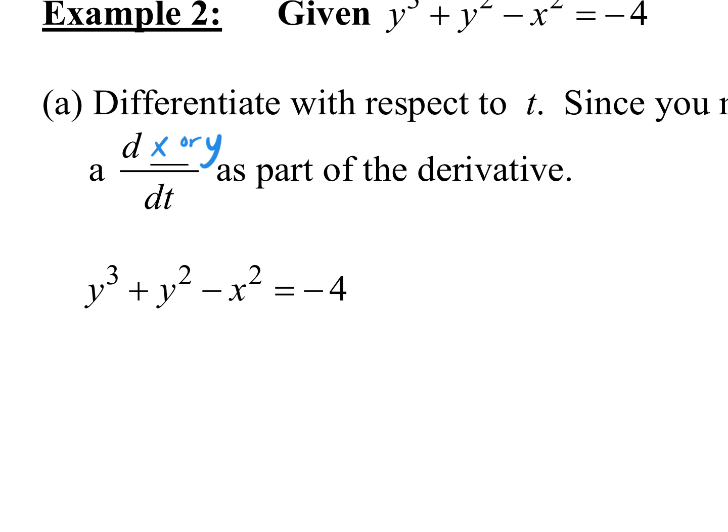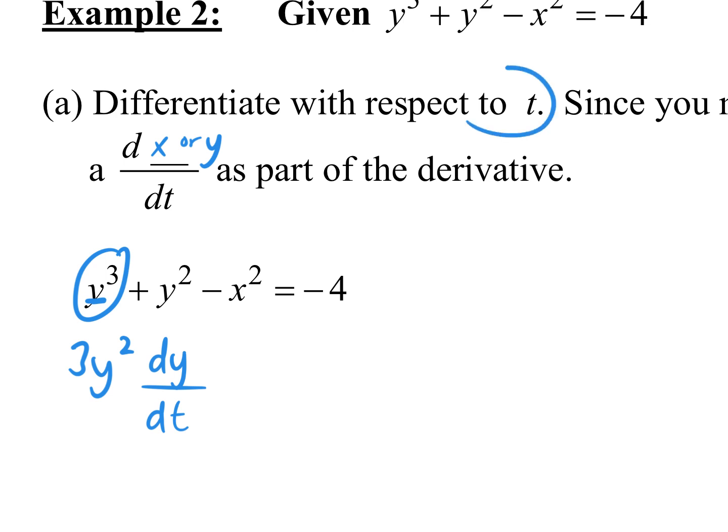So I'm going to take the derivative of y cubed. If I take the derivative of y cubed, I get 3y squared. But then what is the derivative of just this piece of y in relation to t? That would be dy over dt. Okay? This variable can change, whatever it's in respect to. So whatever it's in respect to, that goes in the denominator.